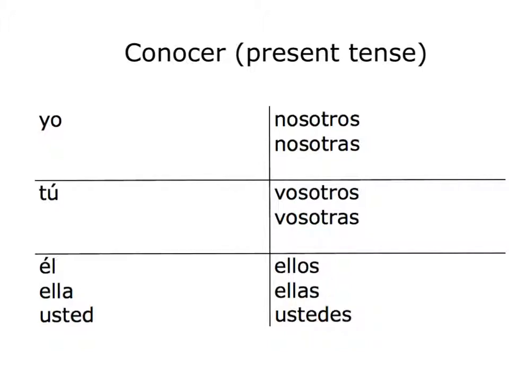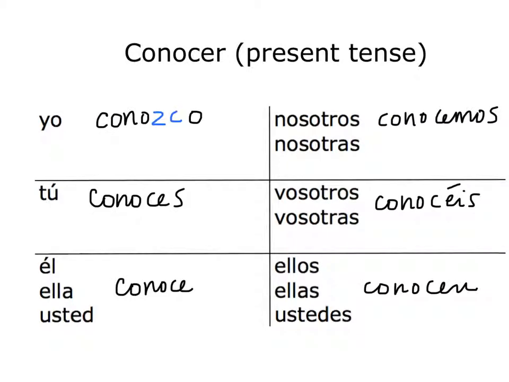Let's start with the verb conocer. It's regular except for the yo form. Here are the forms. Conozco, there's your irregularity with a ZC. Conoces, él, ella, usted conoce. Conocemos, conocéis, and conocen. Except for the yo form, all the others are regular.